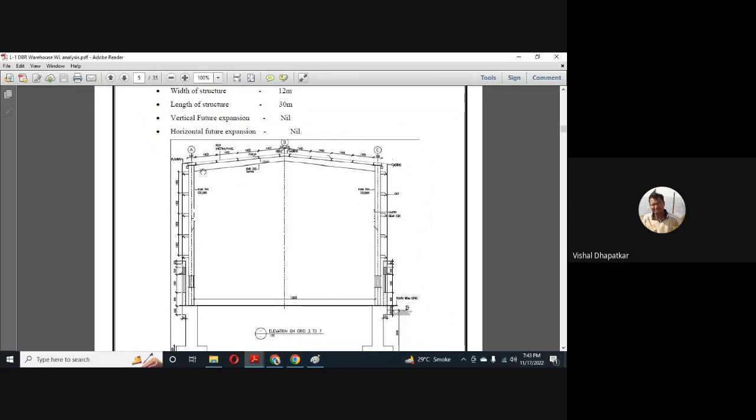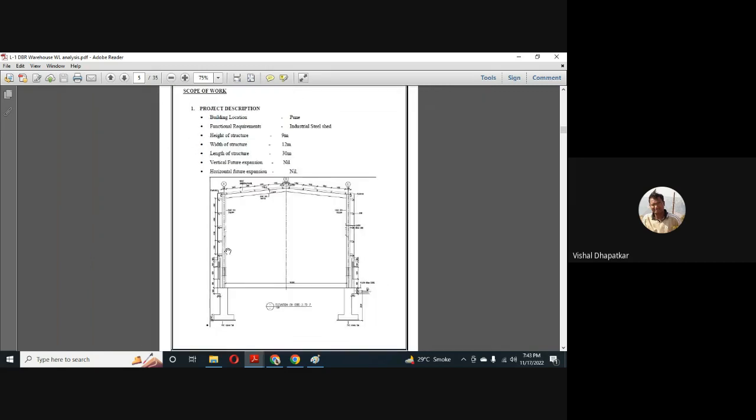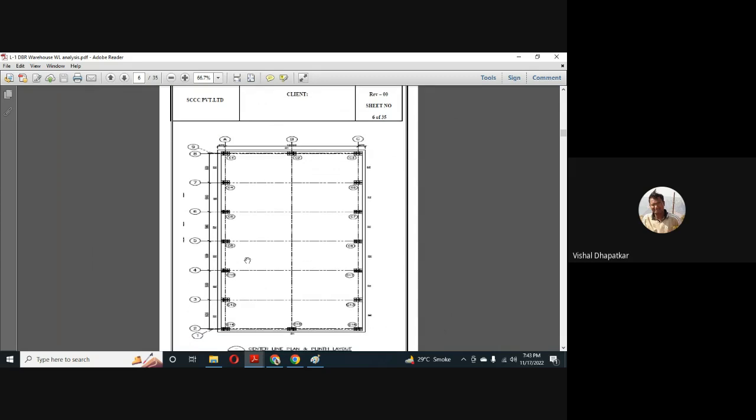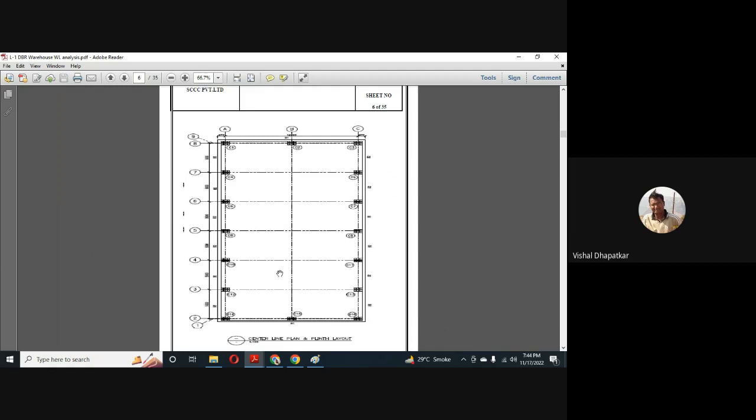So when we create a fixity here for the top frame, in that case we can consider pin base here. So once we consider pin base, then moment will get reduced, and our anchor bolt and base plate will be designed only for the compression, right? So always keep in mind, not only for the warehouse but for any steel structure, whenever we are going for the base plate connection, as much as possible it should be a pin base connection instead of a fixed base connection.